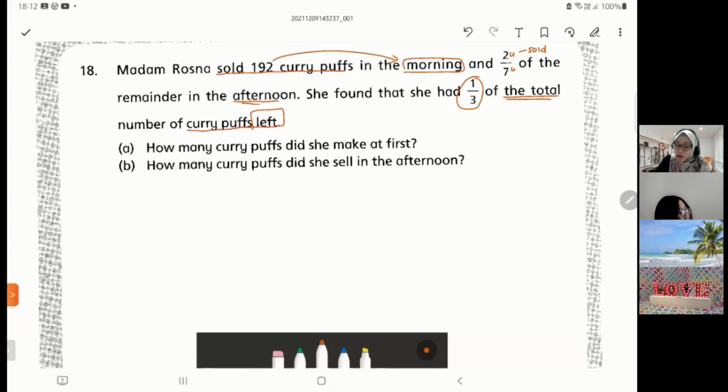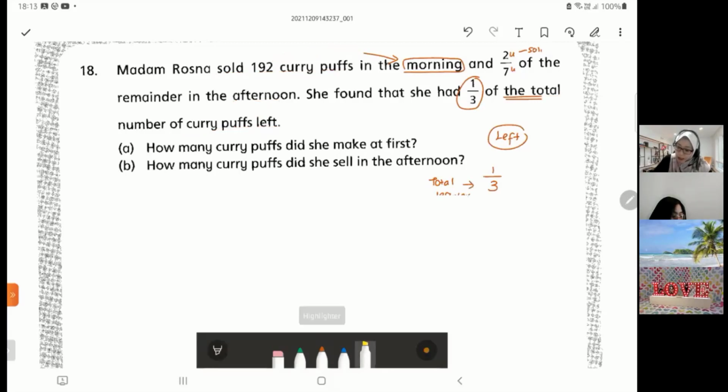So how much left? She has 1/3 left. I want you to look at this left. I want to work with the left. So I know that in the end, she has a total of 1/3 of the total number of curry puffs left. This is the total leftover.